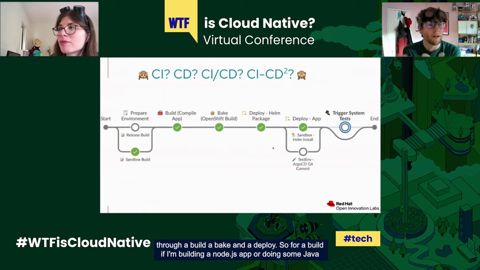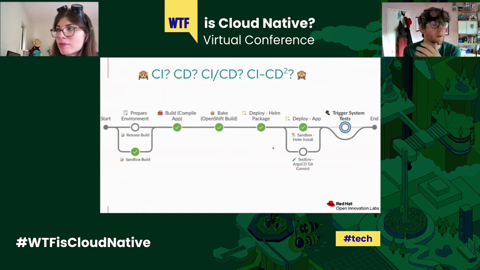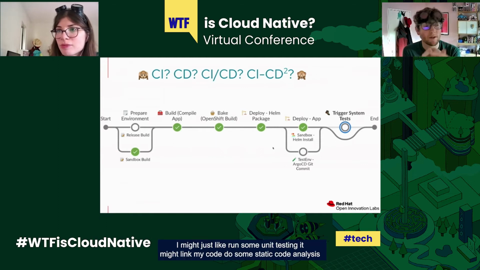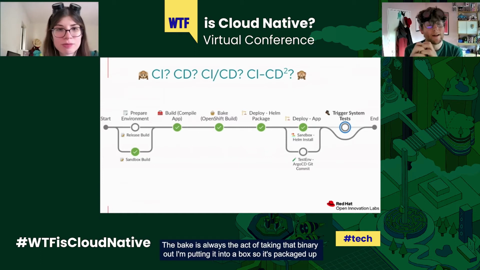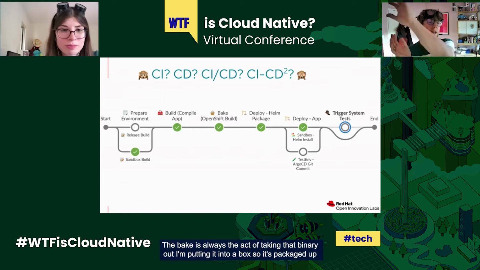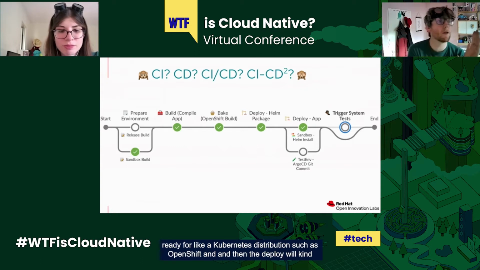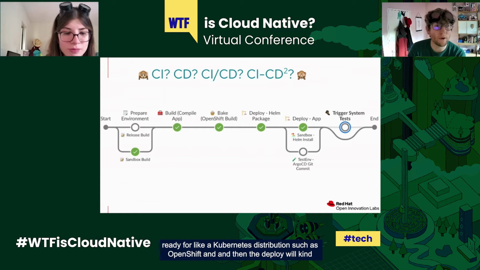So for a build, if I'm building a Node.js app or a Java app, I might run some unit testing. It might lint my code, do some static code analysis. It'll compile it, and it'll take the binary and pop it in Nexus or something like that. The bake is always the act of taking that binary out and putting it into a box, so it's packaged up, ready for a Kubernetes distribution, such as OpenShift.